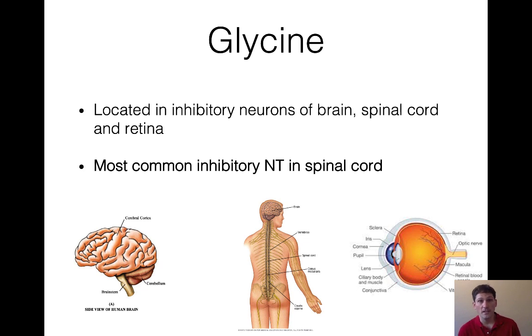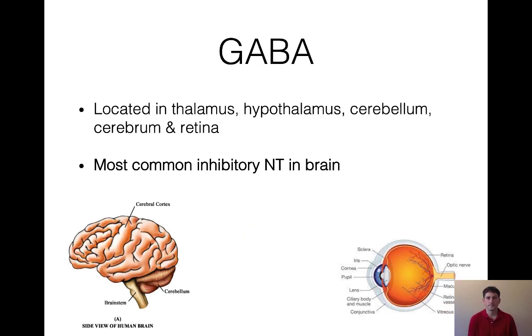Next is glycine. This is the most common inhibitory neurotransmitter found in the spinal cord. We see that in the brain, in the spinal cord, and our retina. And GABA is our most common inhibitory neurotransmitter in the brain, and we'll see some examples here of glutamate and GABA when we talk about mouse party.